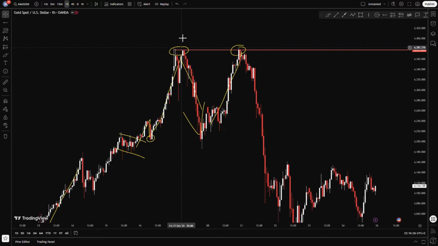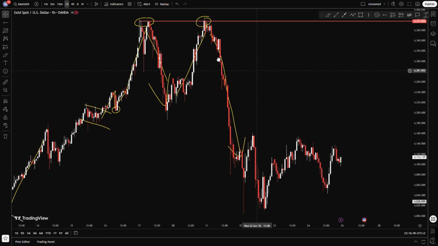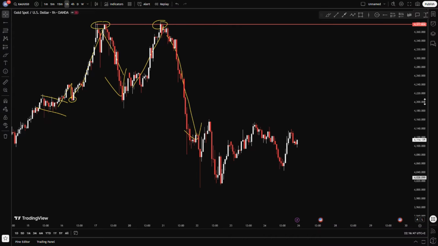Okay, we see price reached this high, came down, went up again, failed to break above, and gave us another high right here, and started pushing to the downside, right? We can see this is a double top. This is a good reversal pattern. So now let's see what's happening right here.